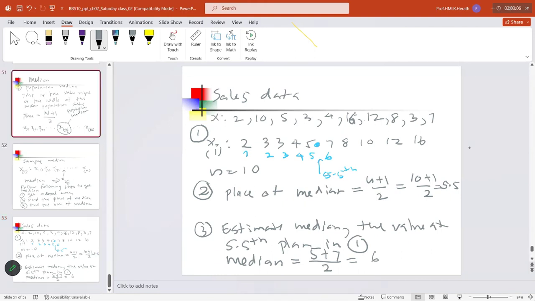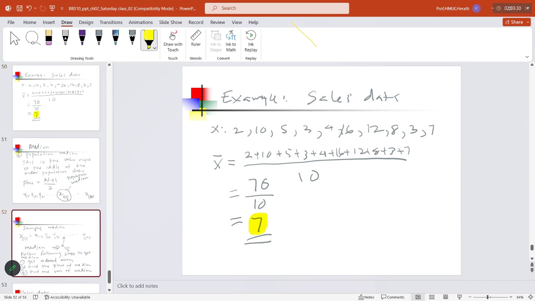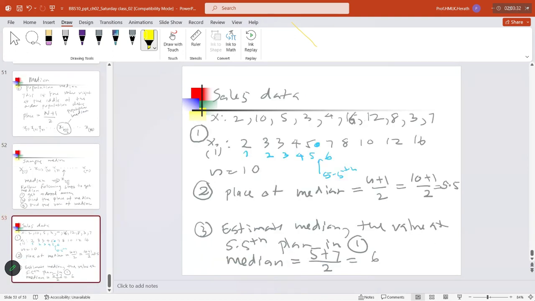So then here this will be 70. And this is then 7. Right. So now in the same data set, this is the mean and the median is this. They are two different values. Sometimes it could be the same, but here they are two different values.